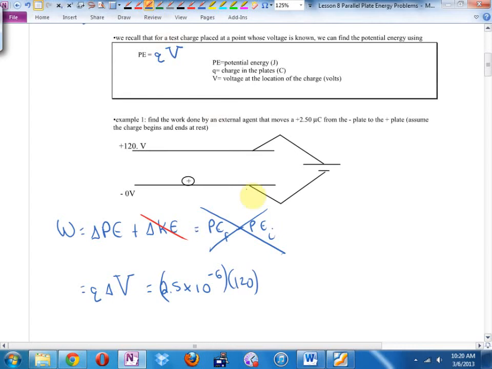What's the answer? How much work? Not going to be very much. Sorry? 3 times 10 to the 4. 3, how about 3.0? We'll go to 2 sig figs. Times 10 to the negative, I'm sorry? 4. 4 units? Joules.